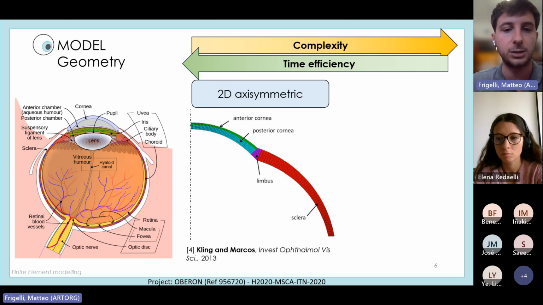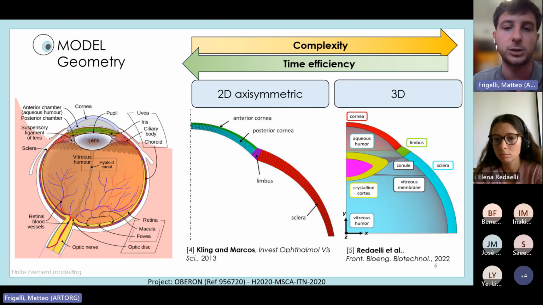The model of the eye can usually be 2D, so bidimensional. In this case, I choose a 2D axis symmetric model, which means it's symmetric revolving around this axis. It's basically a slice of a 3D model, and we're just simulating one slice of it. And they can be 3D. Of course, 3D implies a higher degree of detail, but for sure it will imply way more effort in modeling the system.